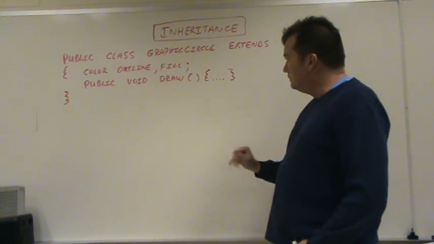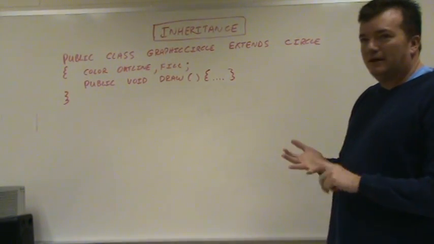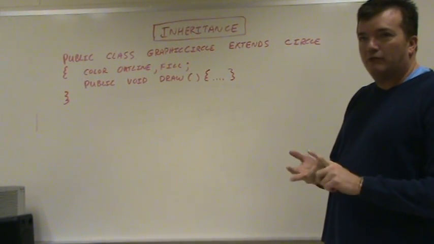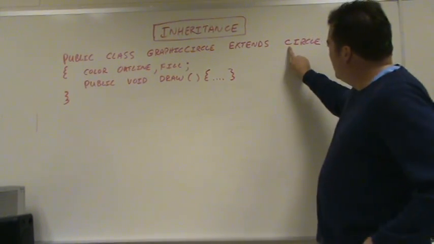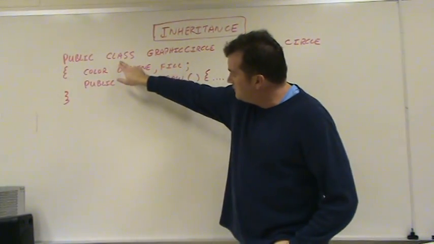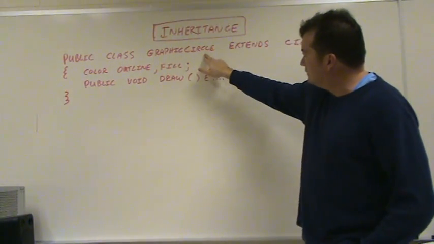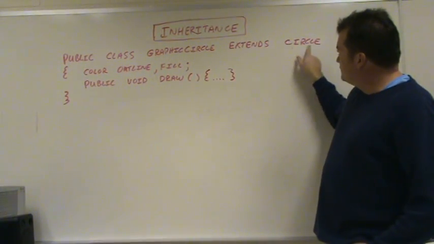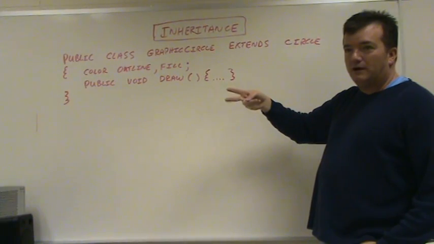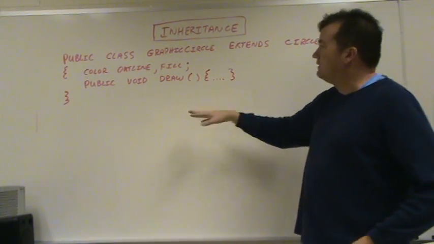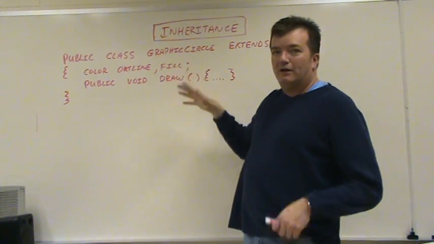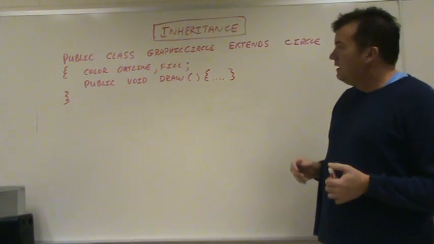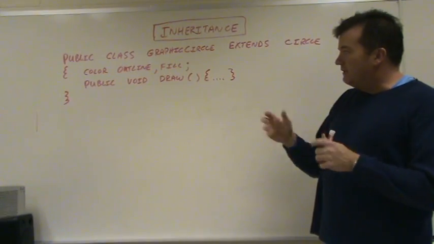Now the circle had an x coordinate, a y coordinate, and a radius, x, y, and r, from last class. So when we say our new class, called graphic circle, extends circle, we get the x, the y, and the r automatically. We don't have to declare it again. We don't have to say double x, double y, double r. It's like we got it for free. We can add stuff on top of that if we want to.